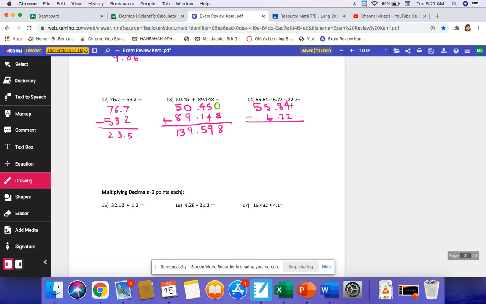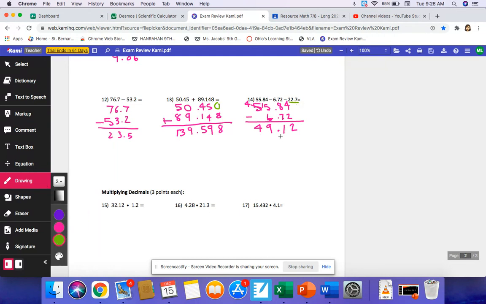So we're subtracting. 4 minus 2 is 2. 8 minus 7 is 1. Drop your decimal point. 6 minus 5, you can't do that. This becomes a 4. We borrow. This becomes a 15. 15 minus 6 is 9. And 4 minus 0 is 4.